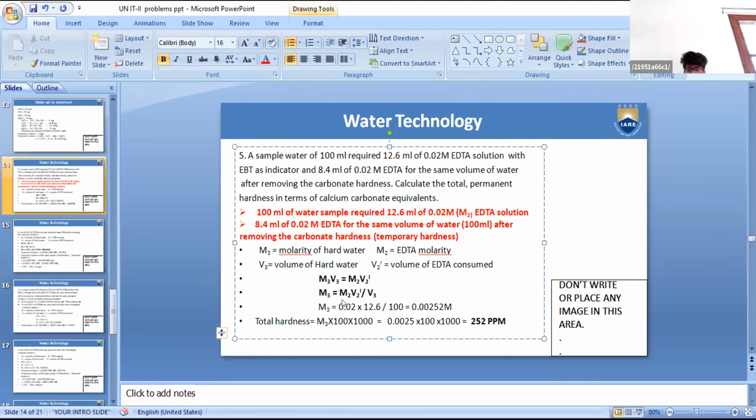Now, M3 is equal to M2V2 dash by V3. What is M2? Molarity of EDTA, how much is given? 0.02, so write down 0.02. V2 dash, how much is given? Volume of EDTA consumed: 12.6 ml of EDTA consumed per 100 ml of water sample when we did the titration. So 12.6 by 100. How much water sample have we taken? 100. Now find M3.